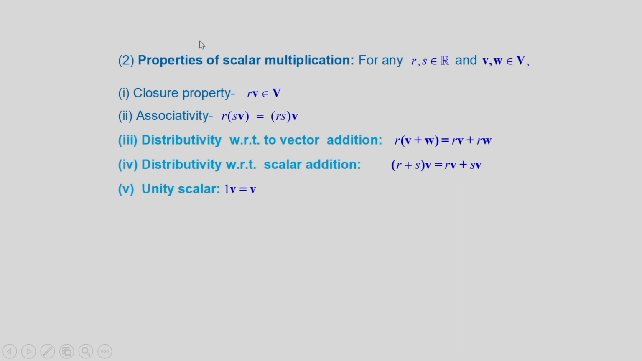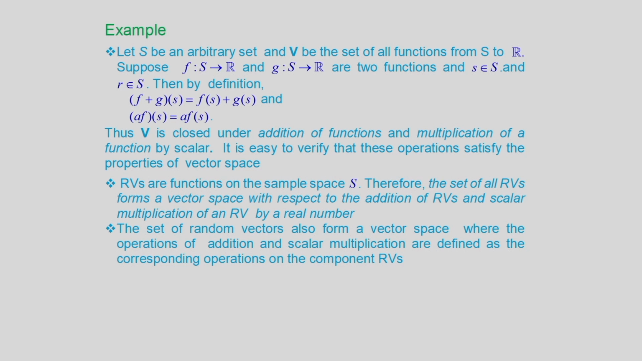Therefore, in a vector space two operations are there, one is scalar multiplication, one is vector addition, and vector addition satisfies 5 properties, scalar multiplication also satisfies these 5 properties. So we have defined a vector space. Now we can give some simple examples. For example, if we consider normal vectors in a 3-dimensional space, then the collection of those vectors will form a vector space with respect to vector addition and scalar multiplication.